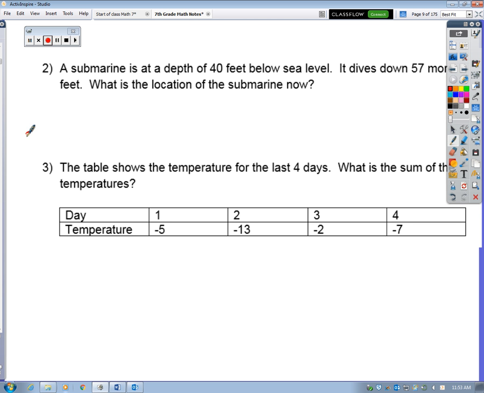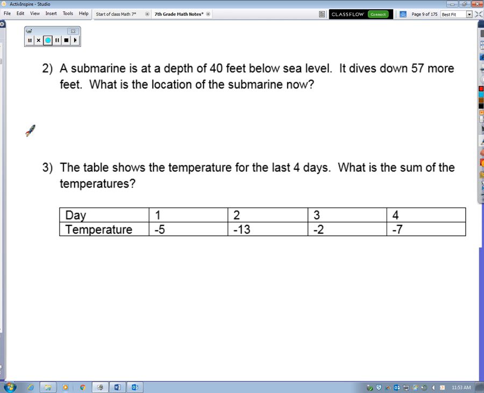Alright, our second problem, this time we have a submarine, and it is at a depth of 40 feet below sea level. It dives down 57 more feet. What is the location of the submarine now? Alright, so we need to figure out where the submarine is at now below the sea. Okay, so let's start taking a look at these numbers. The first thing that we have is the submarine is at a depth of 40 feet below sea level.